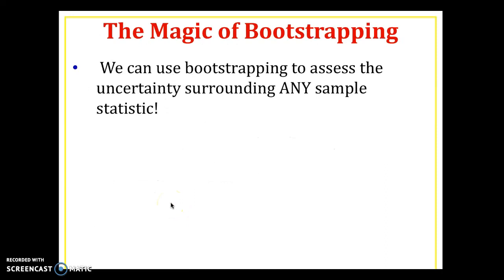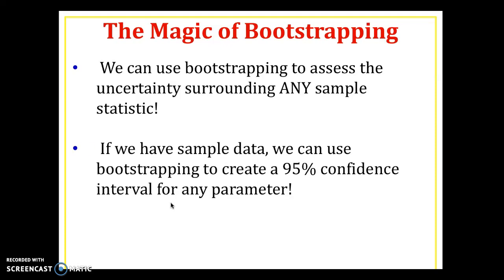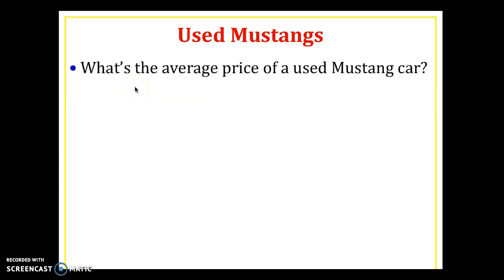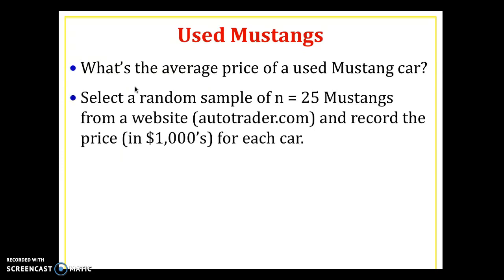So we can use bootstrapping to assess the uncertainty surrounding any sample statistic. If we have sample data, we can use this bootstrapping technique to create a 95% confidence interval for any parameter. Well, almost. We'll talk about that in a second. Okay, used Mustangs. All right, so you want to know what's the average price of a used Mustang.